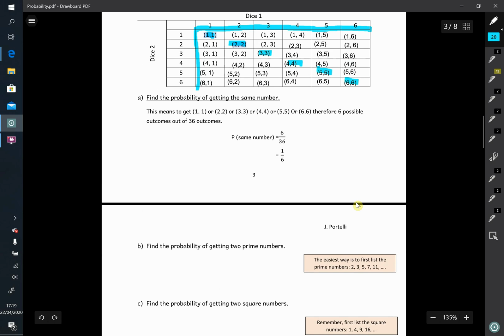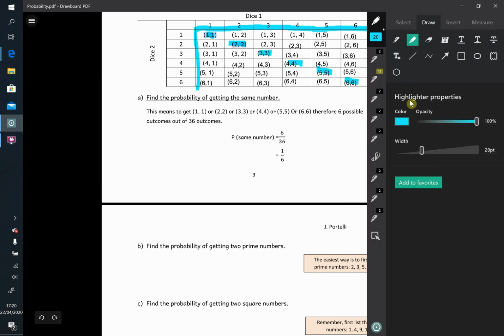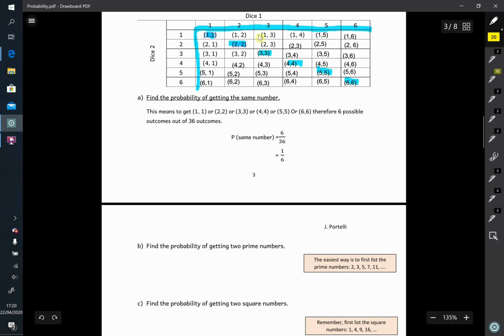So getting 2 prime numbers. If I have to use a different color, a different highlighter, let's use yellow. So let's look at the 2. If it's telling me 2, 3, 5, 7, 11, 1 is not a prime number, so we ignore this column. Let's look at the 2. 2, 2, they're both prime numbers. 4 is not. 5 is. 6 is not. 3 is a prime number, but 1 isn't. So this is a prime number. This is a prime number. 4 isn't. 5, 3 is. 4 is not a prime number.